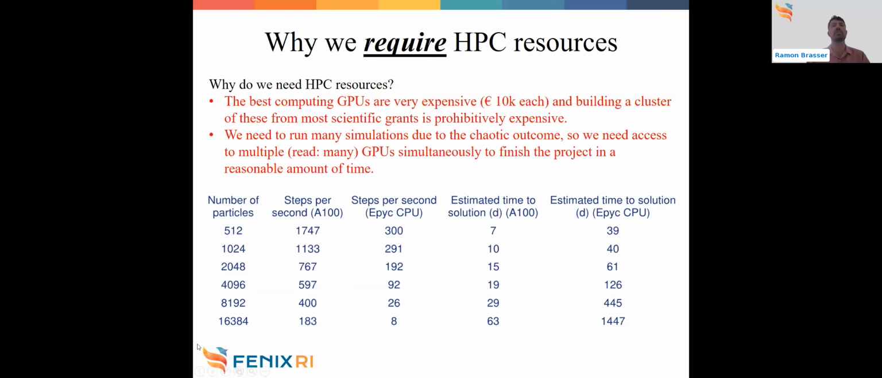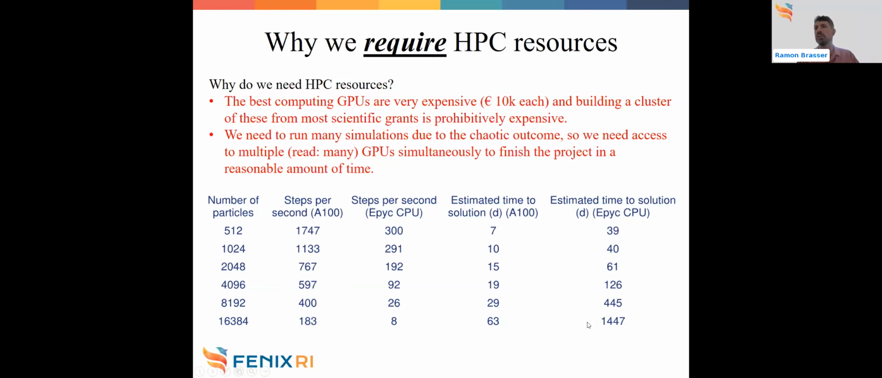And just to give you an example, let's say I start with 16,000 self-gravitating planetesimals. Then the A100 can do about 183 steps per second, while the CPU can only do 8. So I can finish in about 2 months. Usually it's quicker because I lose planetesimals. It's about a factor of 2 less. So I can finish in 1 to 2 months.